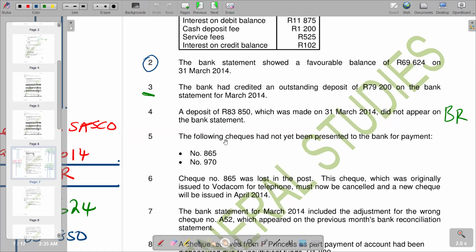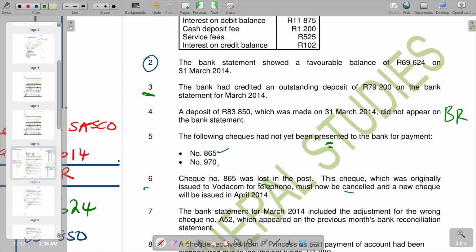But before we go to the other information in the question, we can come to the next adjustment, which is 6. It's saying check number 865, which is this one, was lost in the post. This check, which was originally issued to Vodacom for telephone, must now be cancelled, and a new check will be issued. So it has to be cancelled because it was lost. So check number 865, we are not going to put in the bank reconciliation. Remember, these were all checks that are not presented, and you should know they should be put in the bank reconciliation. But this one was not presented, because it was lost.